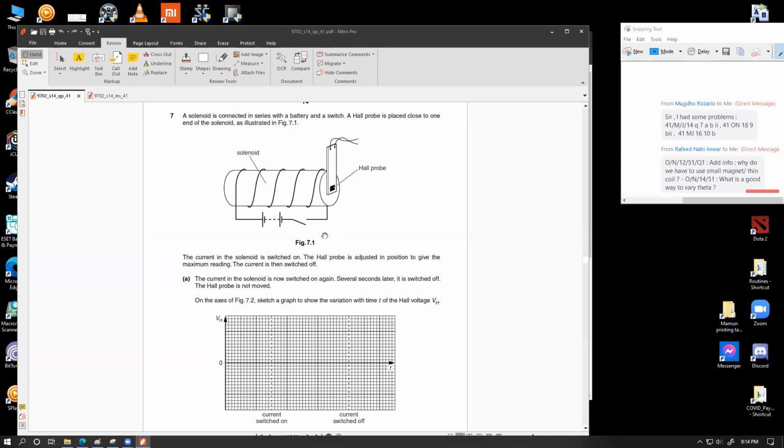Okay. The moment we close the switch, what type of voltage does the Hall probe detect? Try to remember the equation for Hall voltage. Does anyone remember the equation for Hall voltage? BI by NTq. Just a second. BI by NTq. Not VI.